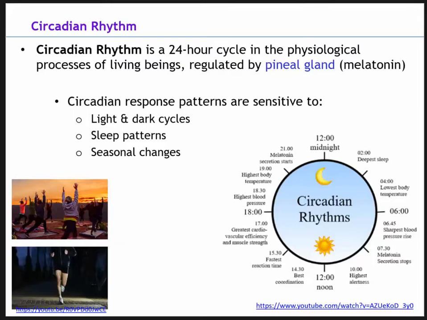And then also physical activity levels will vary as the seasons change, so influencing the time of day that we exercise. So that also influences our circadian rhythm.